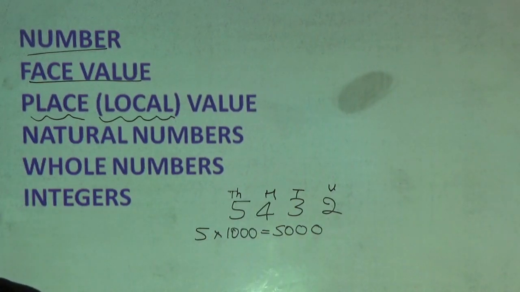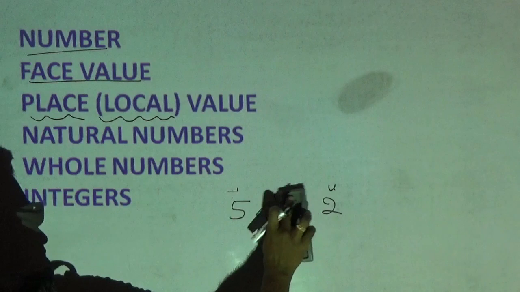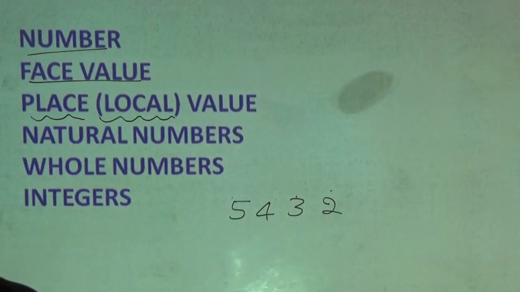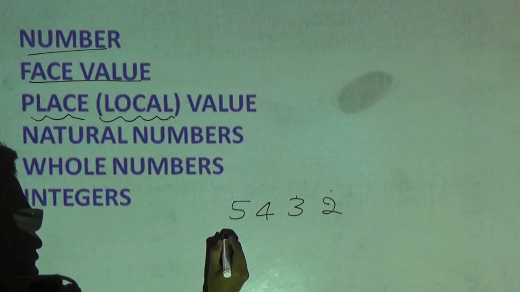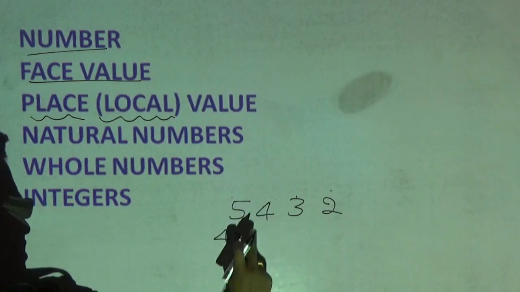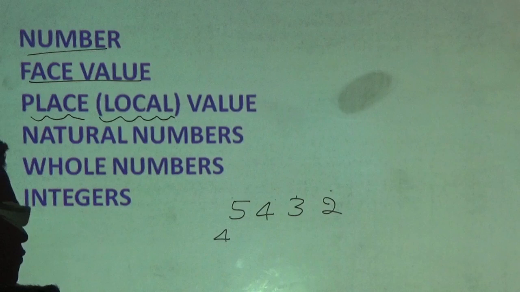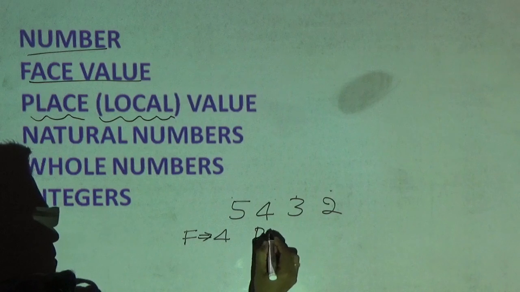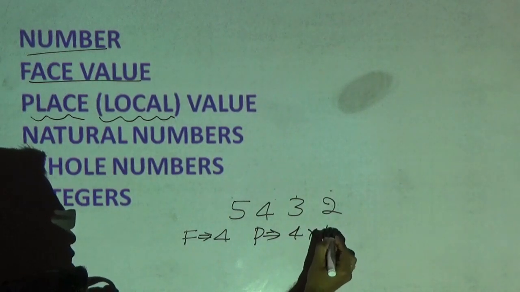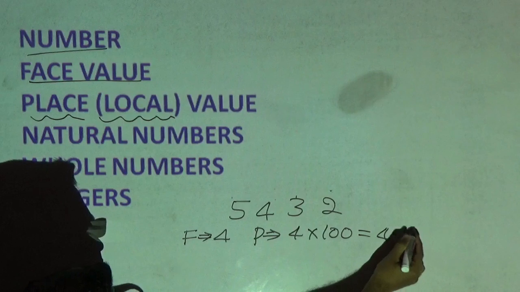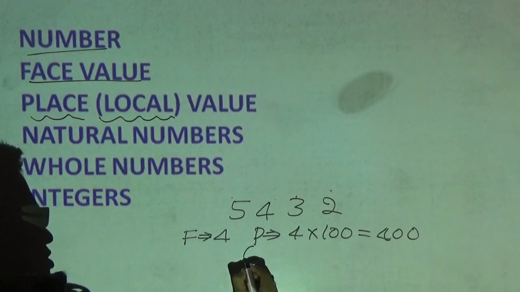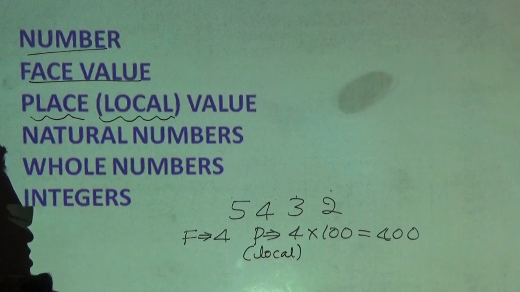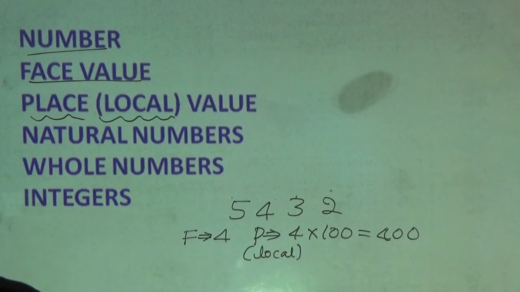Hope you have understood what you mean by place value or local value. If they ask, face value is the digit itself. But if they ask what is place value or local value, it is nothing but that digit multiplied by its place. For example, I need to find out the face value of 4. The face value is 4 itself. If they ask place value, it is nothing but 4 into 100, that is 400. This place value is also called local value. They may ask what is the local value. Hope you have understood what you mean by face value and local value.